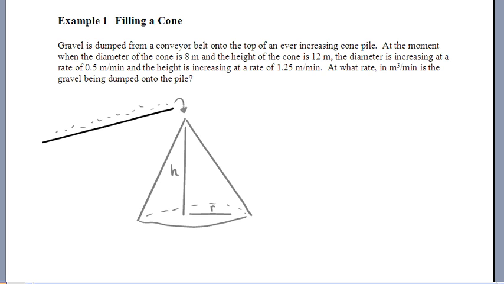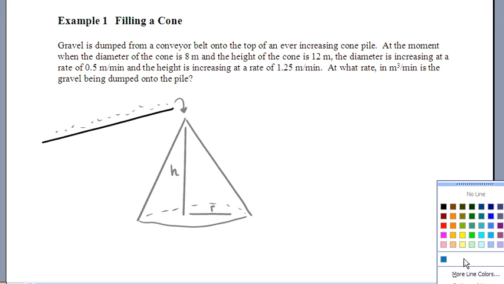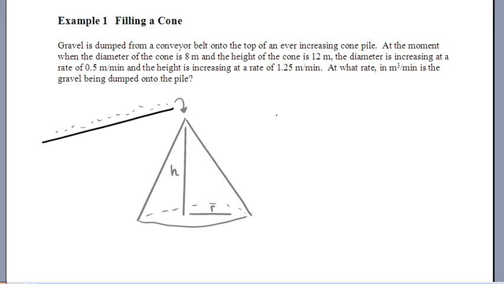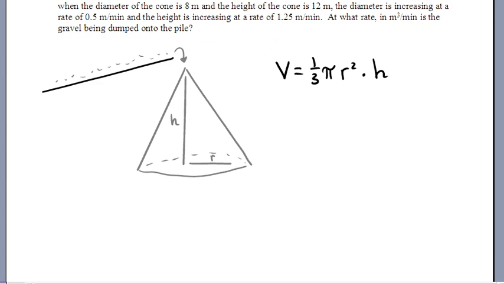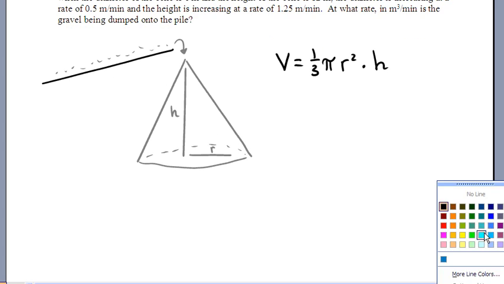Okay, well, I want to tie everything together. The volume and the r and the h, no problem. I could go with the equation for a cone. V is equal to 1/3 pi r squared times h. So that's going to tie those 3 things together: volume, radius, and height. Okay, let's go and do a t derivative.